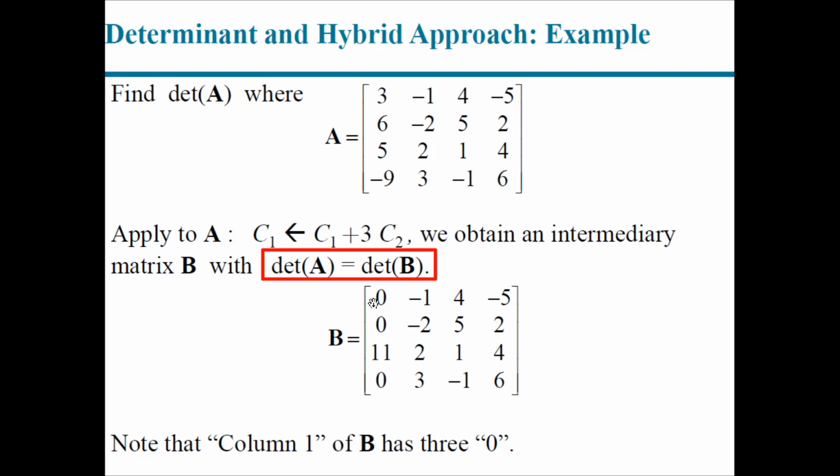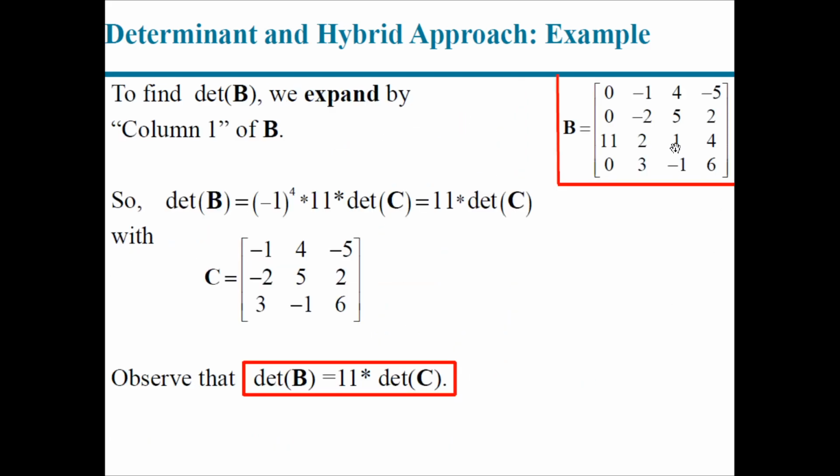But here I have 3 zeros in column 1. So I'm going to expand by column 1 to compute the determinant of B. So I just copied B in the corner so we have it. So to find the determinant of B, I need to expand by column 1. That would be the smart thing to do.